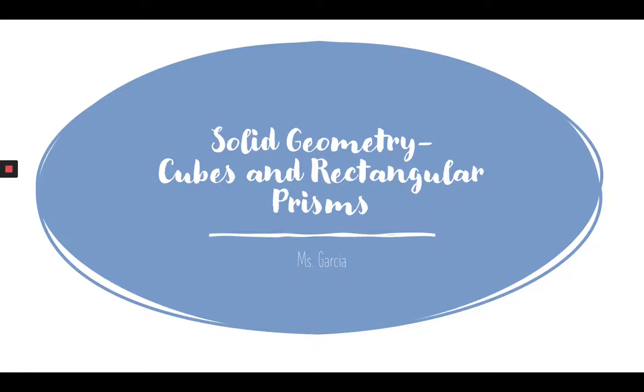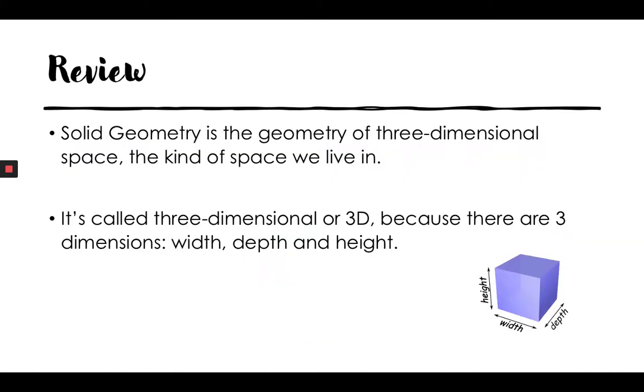Hello and welcome to your solid geometry lesson on cubes and rectangular prisms. To review, solid geometry is the geometry of three-dimensional space, the kind of space that we live in. It's called three-dimensional or 3D because there are three dimensions: width, depth, and height.